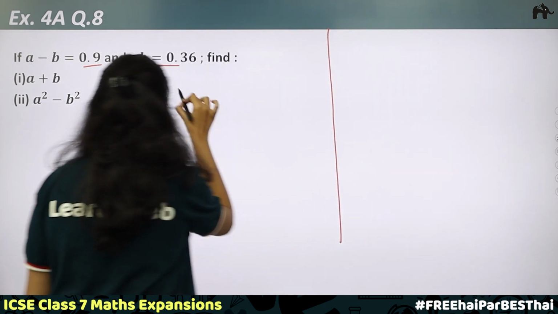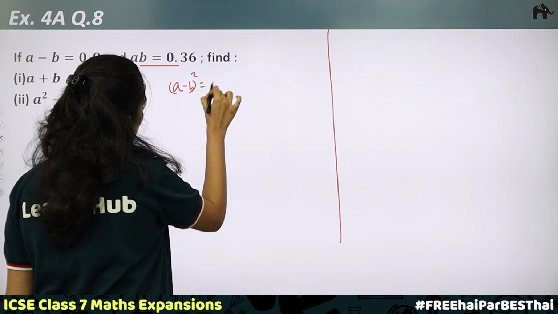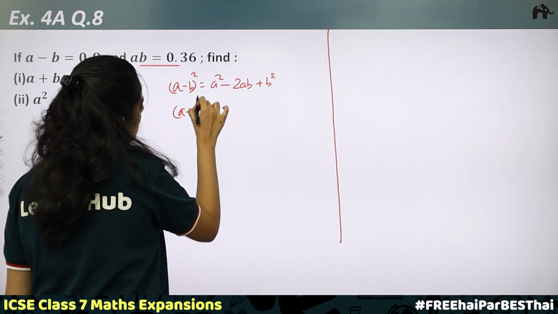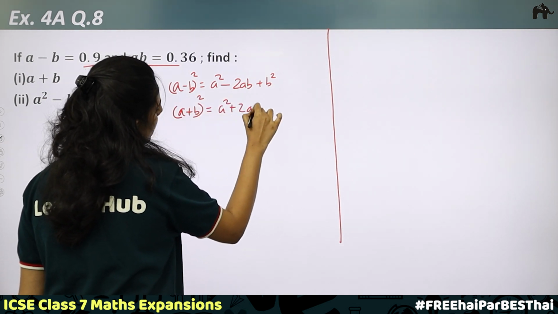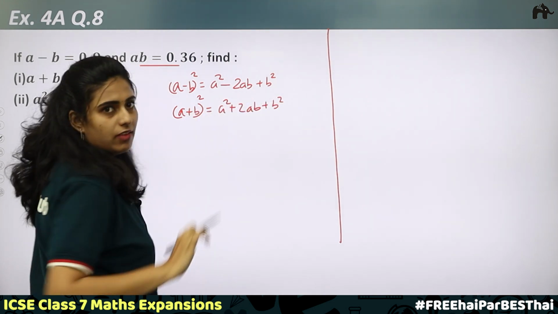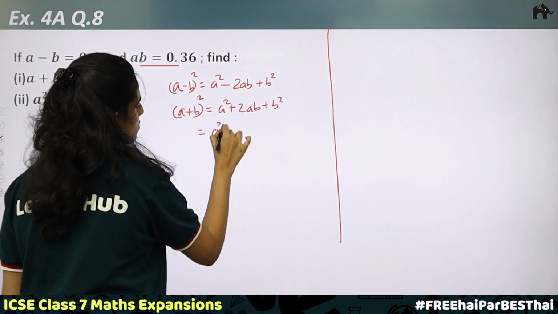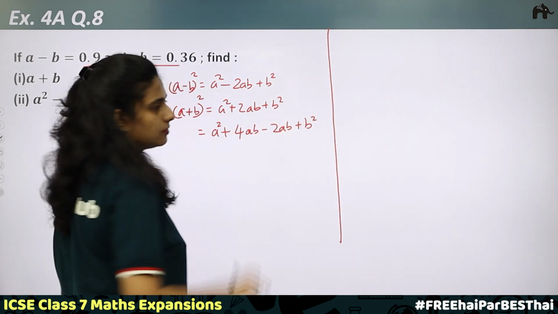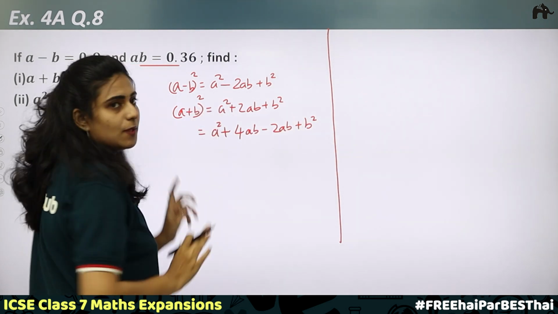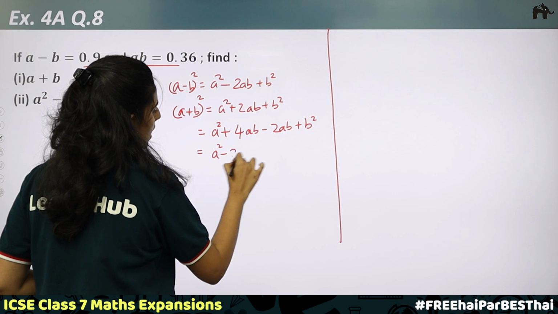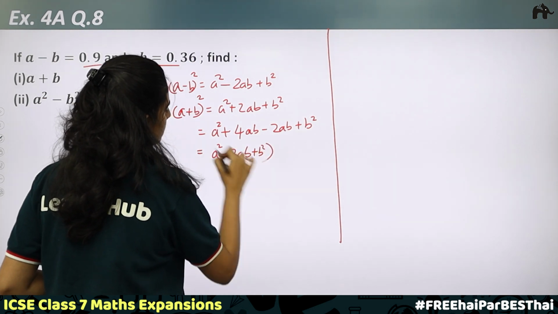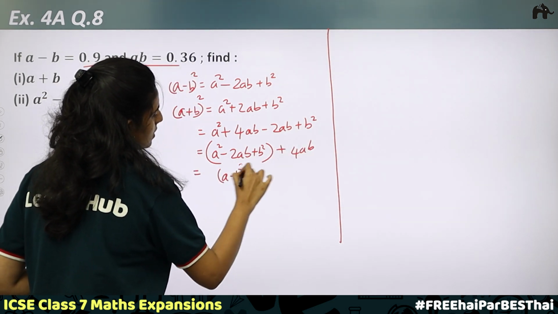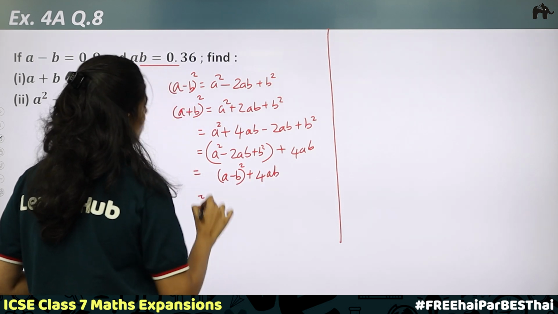So, here we have (a minus b) whole square is equal to a square minus 2ab plus b square. And (a plus b) whole square is equal to a square plus 2ab plus b square. So, this 2ab we have to change. Okay, this becomes a square plus 4ab minus 2ab plus b square. Okay, only then we can bring it to the (a minus b) whole square form. This is equal to a square minus 2ab plus b square plus 4ab.